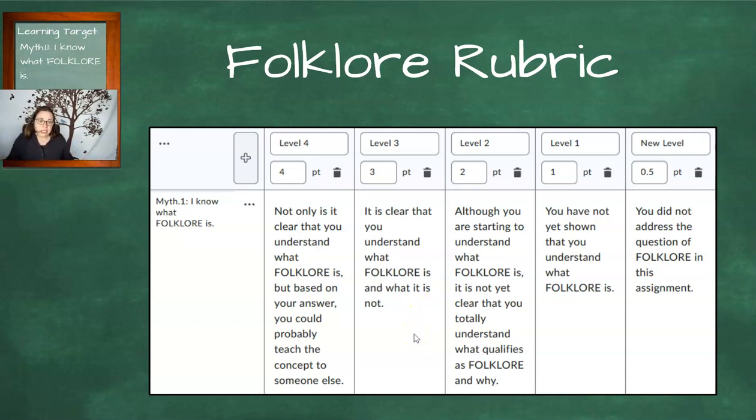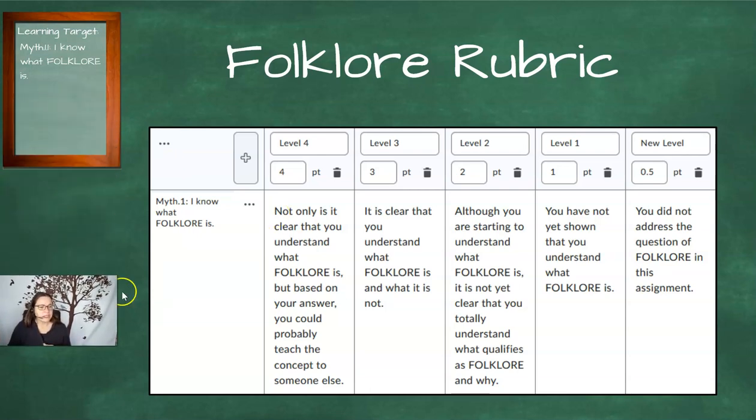A 3 would be, it's clear you understand what folklore is and what it is not. I know you know. And then again, that level 4 is not only is it clear that you understand what it is, but based on your answer, you could probably teach this concept to someone else. And again, that's the real trick. That level 4 means you could teach this, you know it so well. So that's what the rubric looks like for folklore.